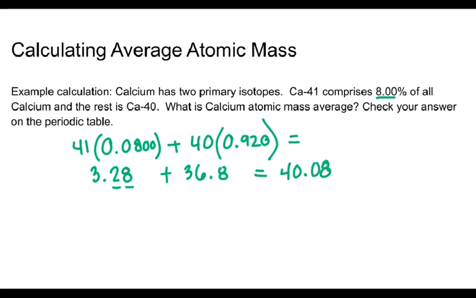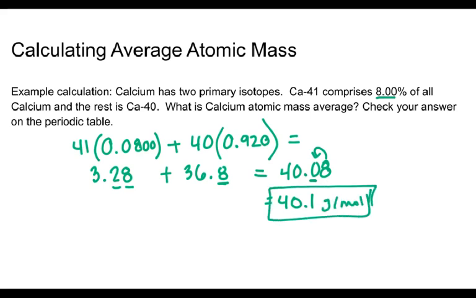Here I have 2 decimal places, and here I have 1. So I need my answer rounded to 1. So that's going to give me 40.1. I like to write grams per mole. I think that's the most useful one. But for average atomic mass, again, you can write grams per mole, you can write AMU, either one.